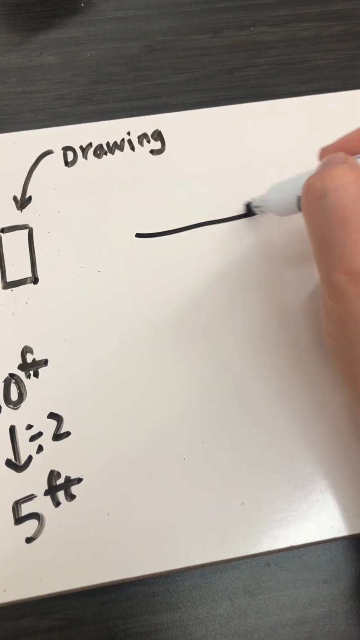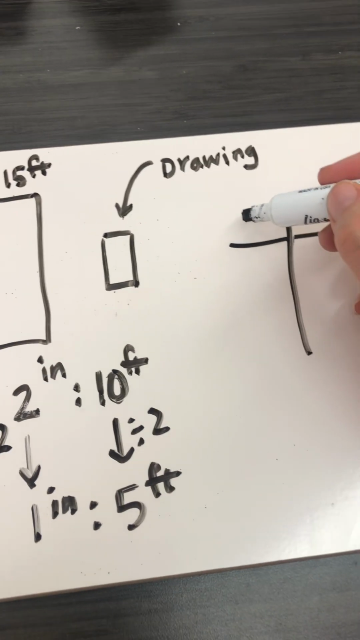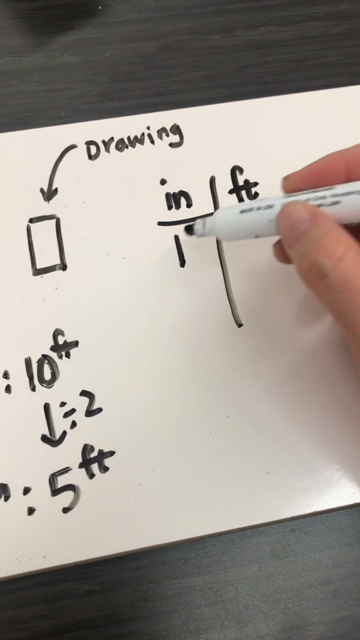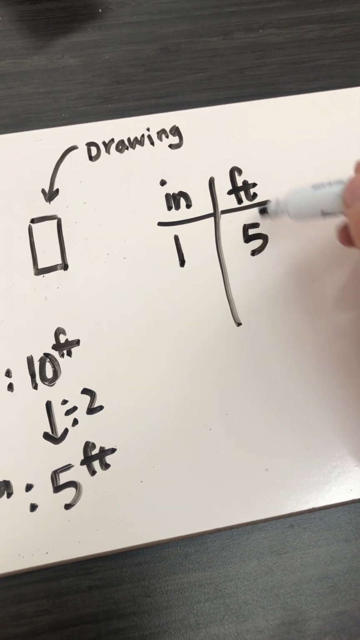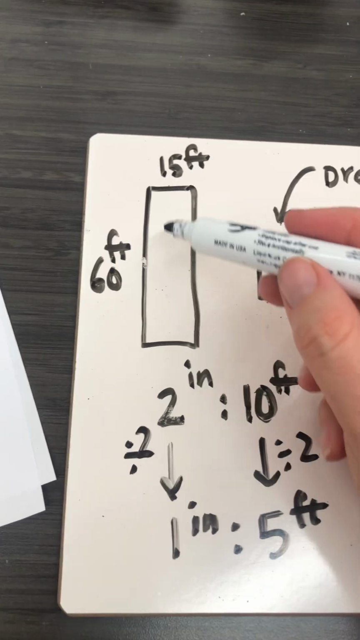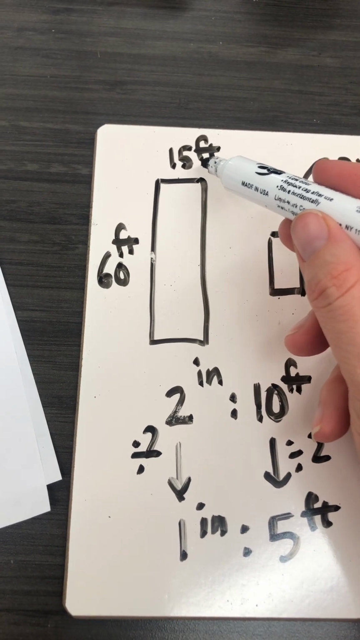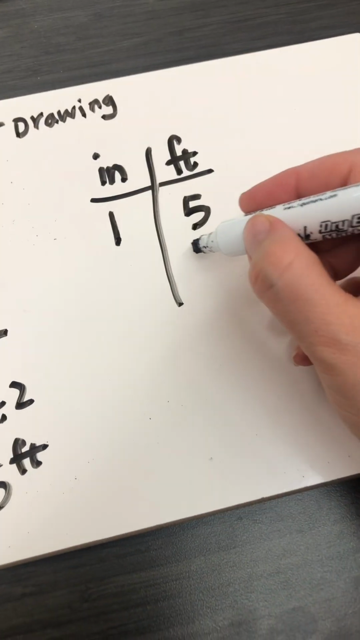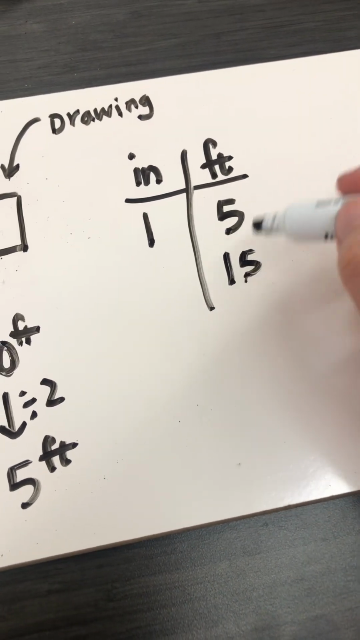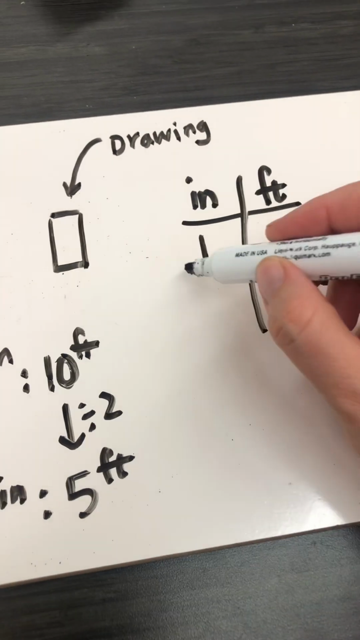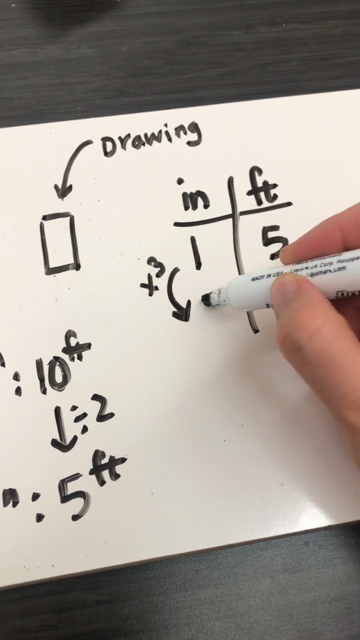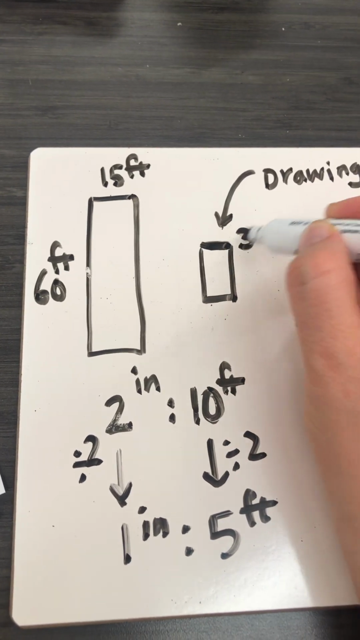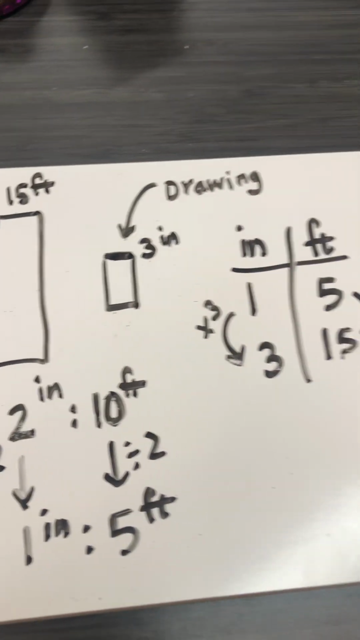So I'm going to create a table again. Inches on one side and feet on one side. I have 1 inch for 5 feet. Now 15 feet wide is the real tower. So I'm going to put 15 under feet since it's 15 feet. And this is times 3, so I'm going to go ahead and do times 3. And this is going to be 3 inches. So this measurement on the drawing is 3 inches.